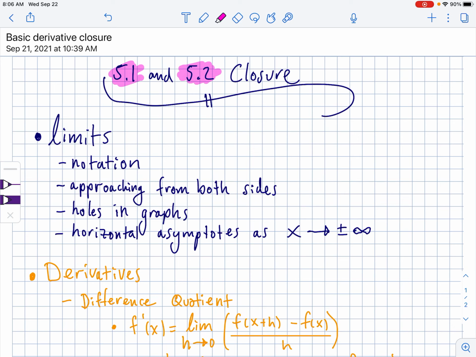This is an activity I call closure notes. It's sort of a laundry list of everything that could pop up on an assessment. I'm not saying that every single one of these things will pop up on the assessment, but they could. I just don't want there to be any surprises.